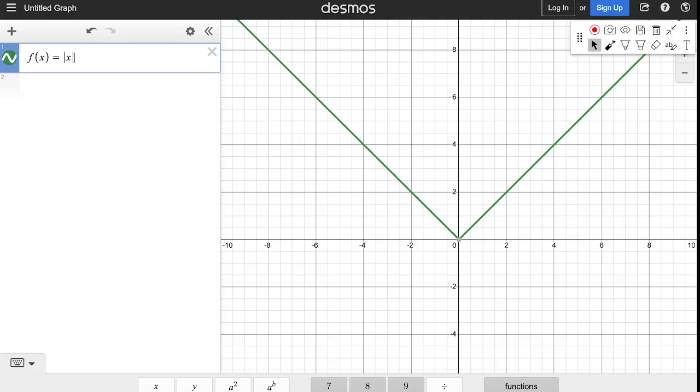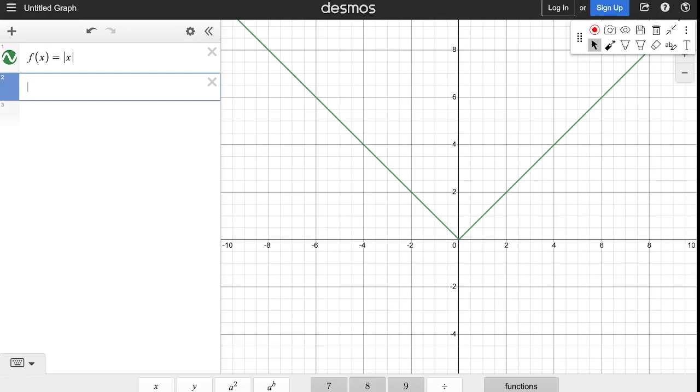In the positive direction, 2 is a point, right? 2, because the absolute value of 2 is 2. But the absolute value of negative 2 is also positive 2. So it takes all the negatives, makes them positive. You get this V shape. So let's see what happens as we change inside the function.